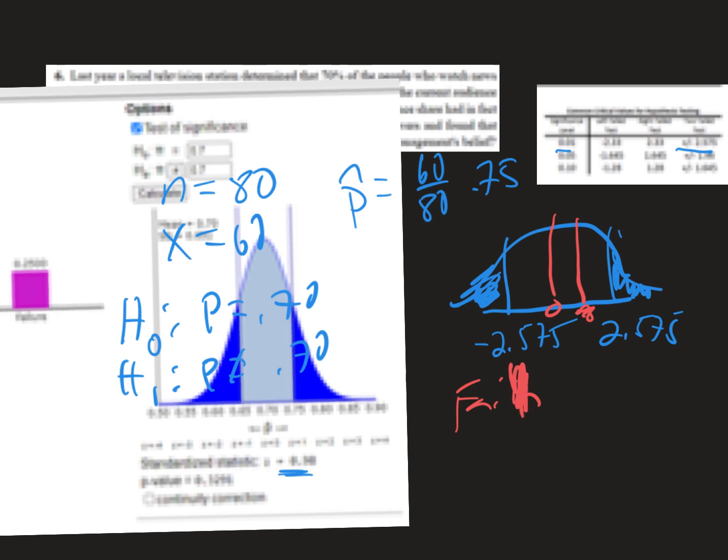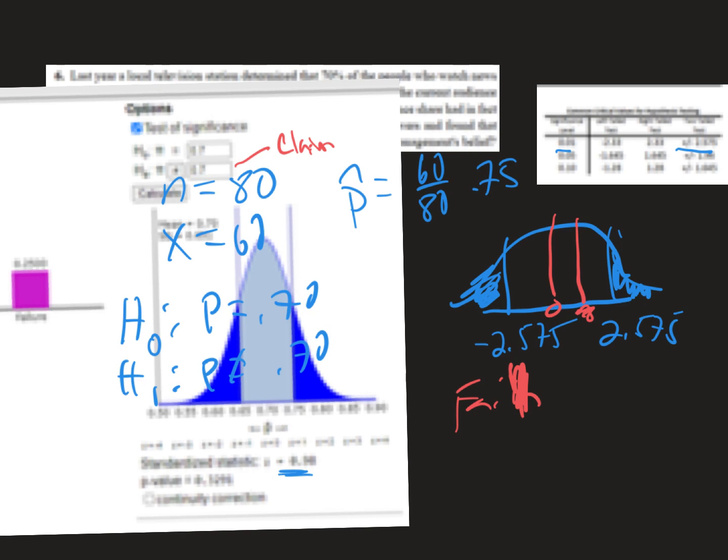Not enough data to refute the claim that... well, the claim was... I'm getting myself in trouble, I'm not identifying the claim. The claim would be H0, because they think it's changed. The television stations think it's changed. So there's not enough data to support the claim that the audience share has changed, or something like that.